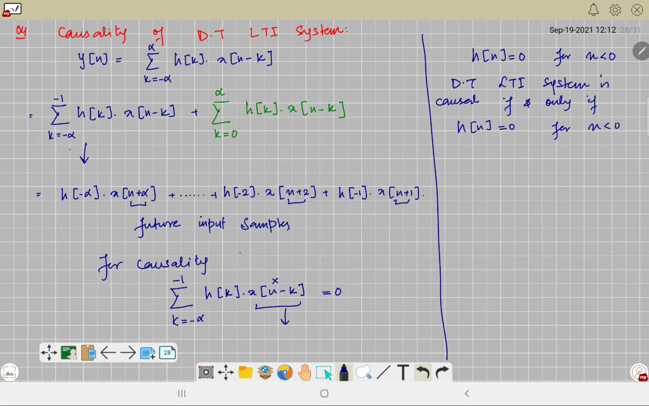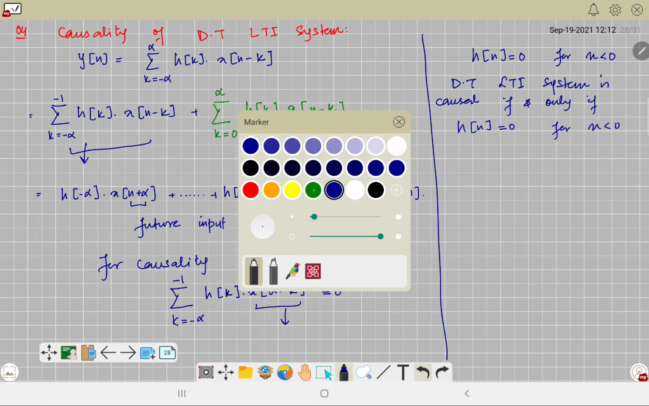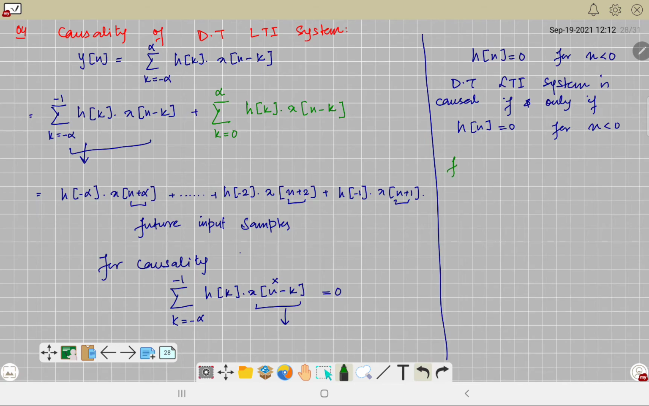Then, since we have put this part to 0, the output of a causal LTI system will be as follows. So for a causal discrete time LTI system, my output will be the summation that extends from k equal to 0 to infinity, h of k x of n minus k. Again, this will be the output of a causal discrete time LTI system. Fine. So the generalization is similar to the one we got in the continuous time LTI system.